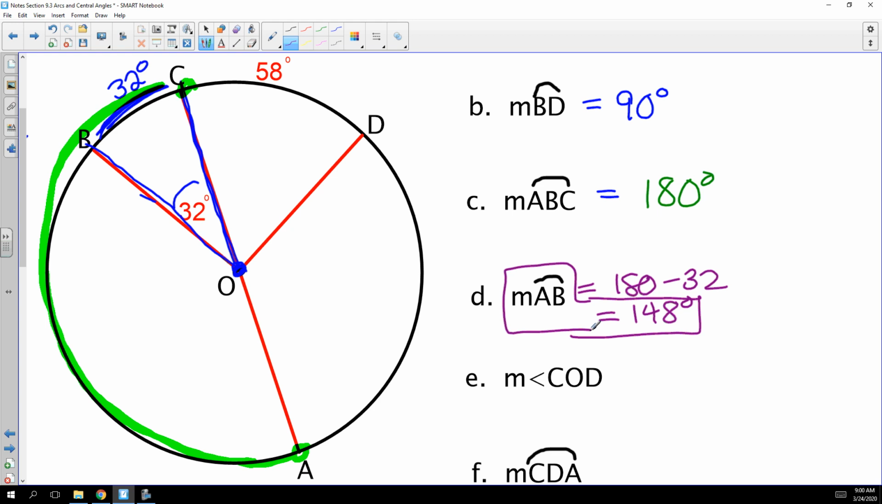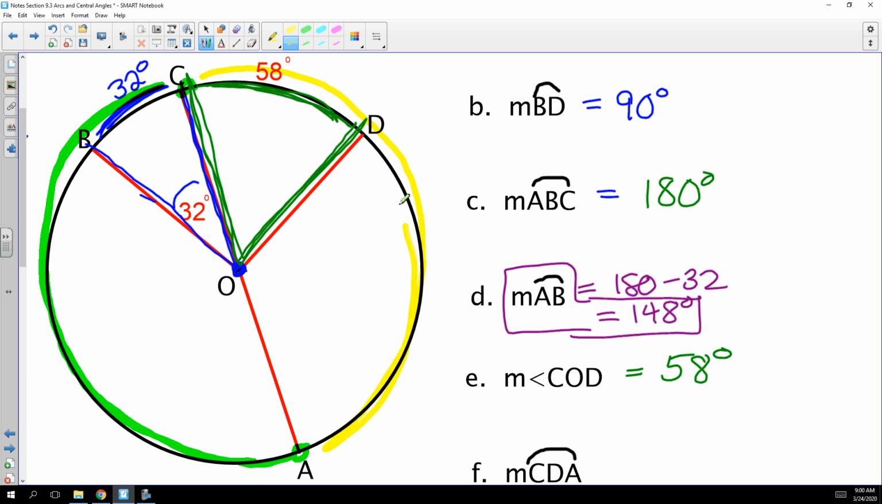Okay, so the measure of angle COD, here's angle COD. Again, this is a central angle. It has a vertex at the center of the circle, so it's equal to the measure of its intercepted arc. Intercepted is what I mean by cut off, right? You intercept somebody, you cut them off. So it's equal to the measure of its arc, so that should be 58 degrees. And then we want to find the measure of arc CDA. What is that again? That's another semicircle, right? So that measure should be 180 degrees.